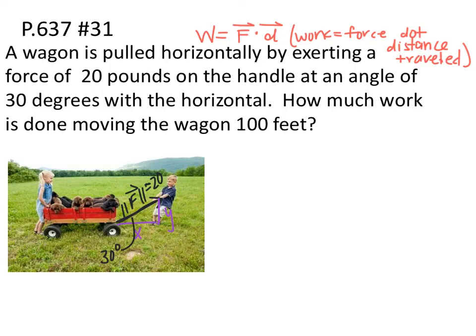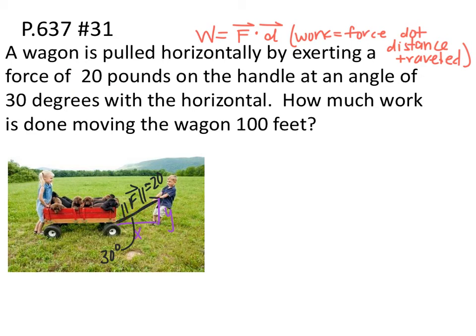So the last thing we're going to talk about is work. Work is force dot distance traveled. So whatever force you're exerting over how far you're exerting that force for. So we have a child pulling a wagon with a force of 20 pounds. When you pull on the wagon, you're not necessarily pulling perfectly horizontal. In fact, this one is pulling at an angle of 30 degrees. So we have this kid pulling at an angle of 30 degrees.